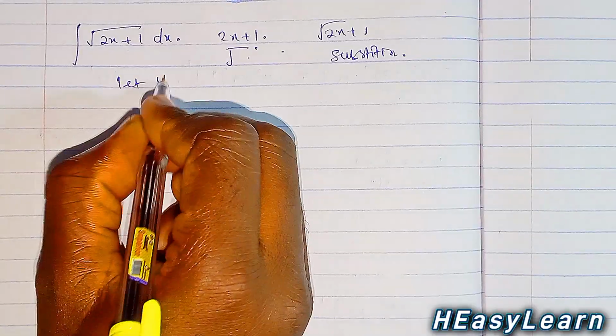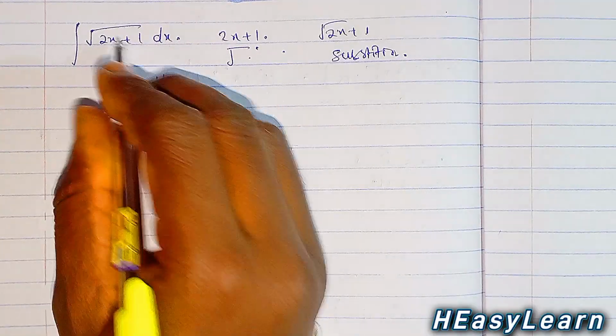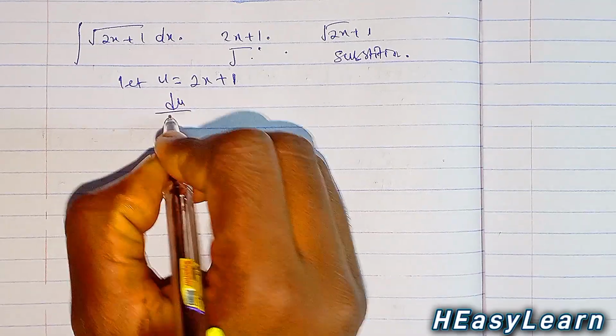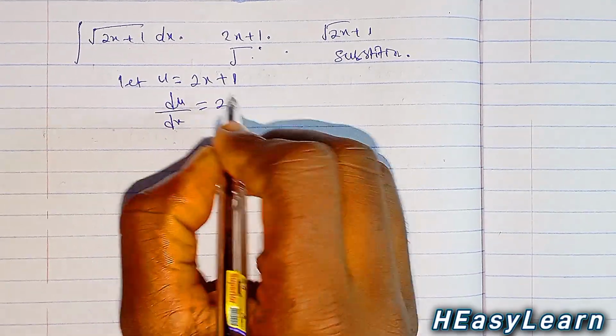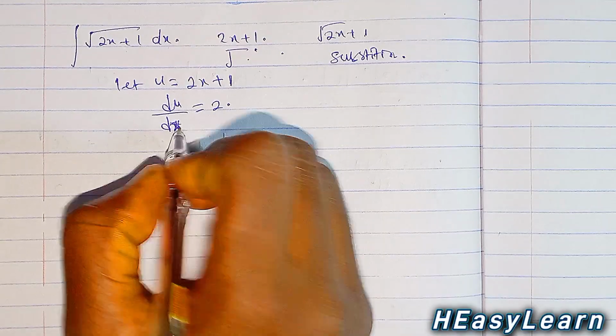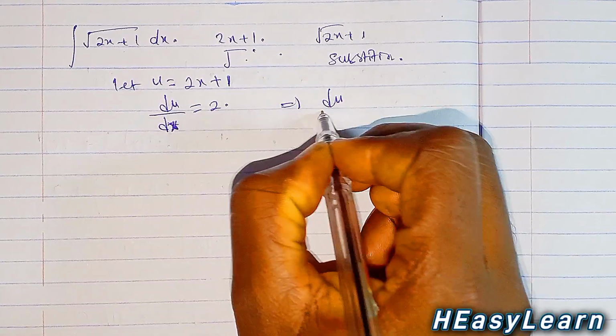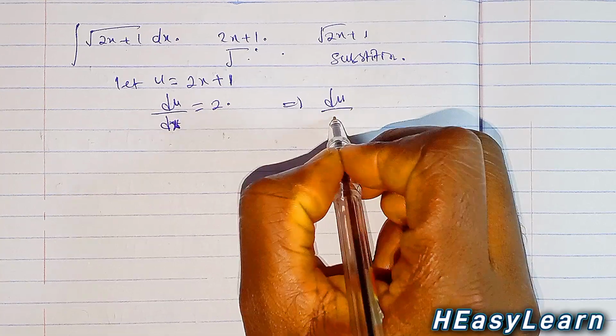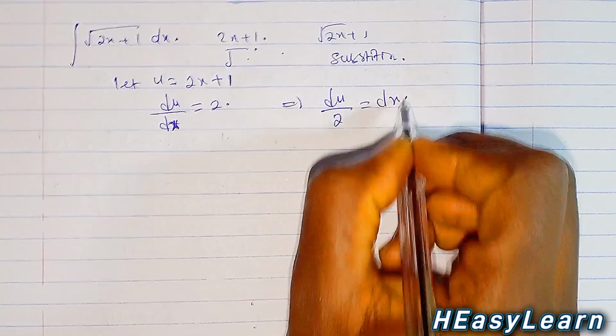First, let u be the inside of the composite function, 2x plus 1. Then du/dx is going to be 2. Make sure anything with a term of x goes to one side and the term without x goes to the other side. The du is the same thing as the dx.